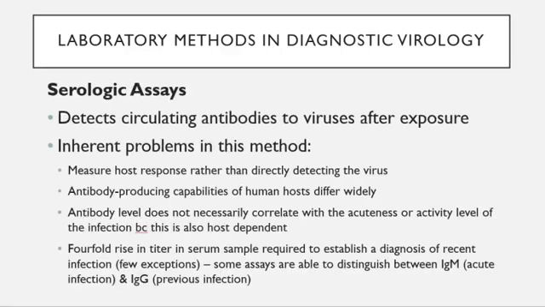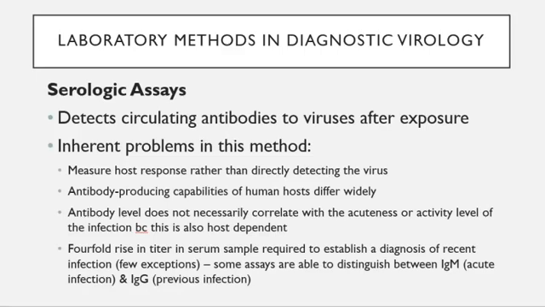Serological assays detect circulating antibodies to viruses after exposure. There are some inherent problems with this methodology. It measures the host response rather than directly detecting the virus. Antibody-producing capabilities of human hosts differ widely. Antibody levels do not necessarily correlate with the acuteness or activity level of the infection because this is also host dependent. A fourfold rise in the titer in serum samples is required to establish a diagnosis of a recent infection.